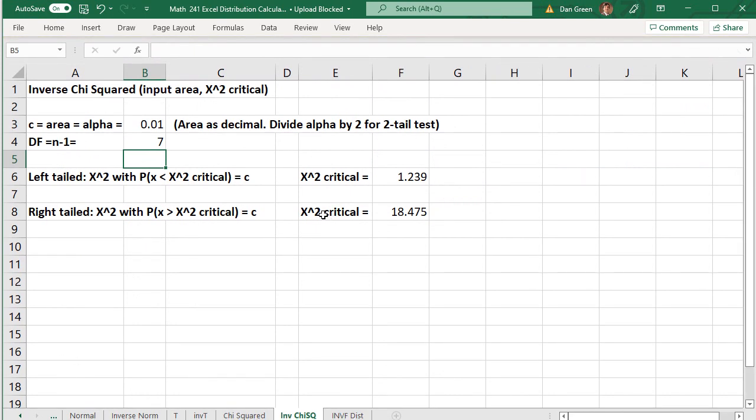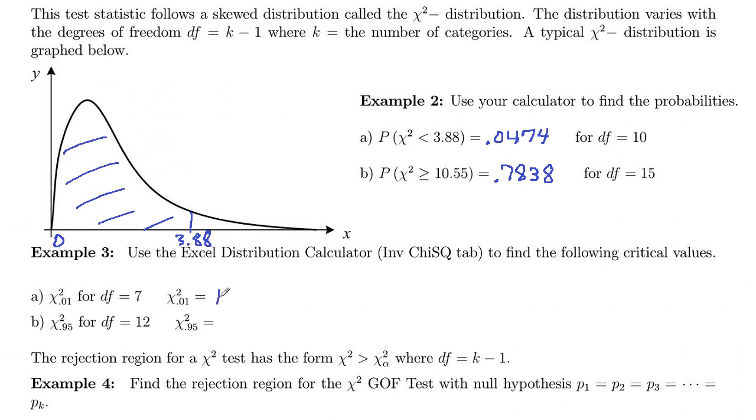And then we want the right tail or the left tail critical value. Left tail would be 0.01 to the left, and right tail would be 0.01 to the right. Our area is the number C, and this is saying right tail means the probability that x is greater than the chi-squared critical value is equal to that area. So we want the right tail, 18.475. So this will always be right area, the subscripted value.